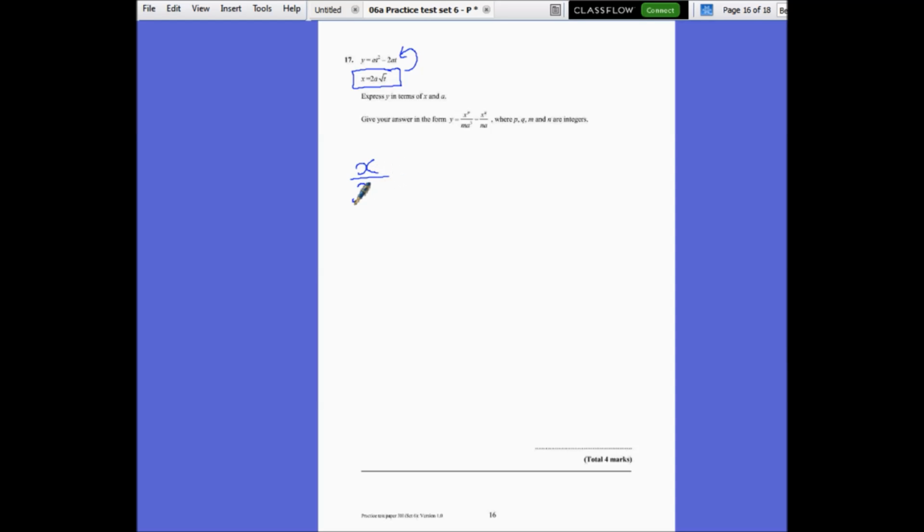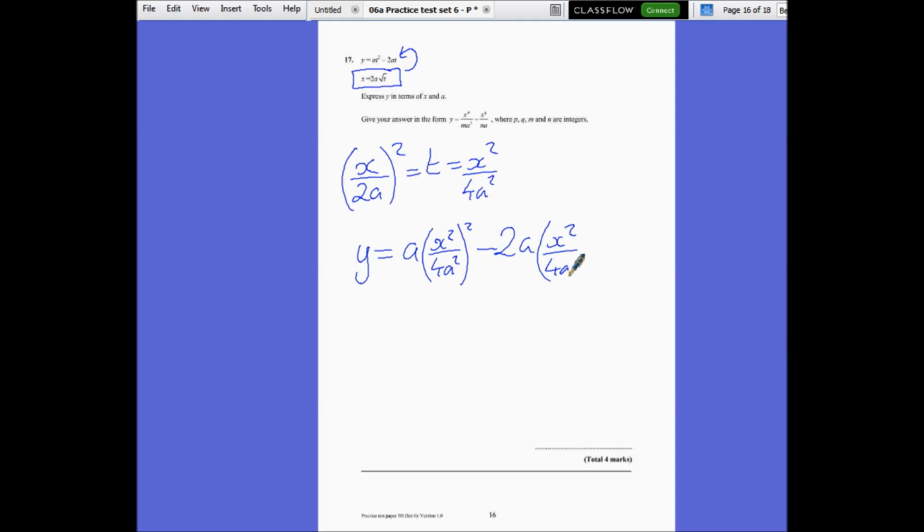So if we take the 2A over first and divide by 2A, and then the opposite of square rooting is squaring. So to rearrange that equation, we'd have T equals x over 2A squared. We could also write that as x squared over 4A squared, squaring all parts of that fraction. If we drop that into the original equation, we've got y equals A, and then we want T squared. So T was x squared over 4A squared, and I want to square that again. I want to take away from that 2 lots of A multiplied by T, which we've just said is x squared over 4A squared. But we're not squaring that one.